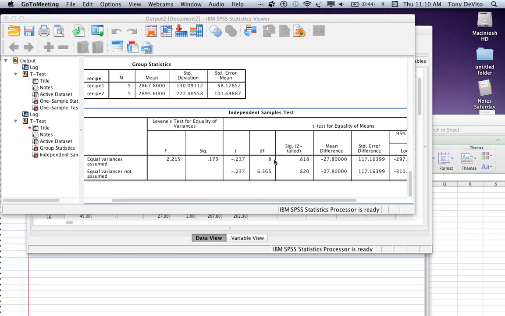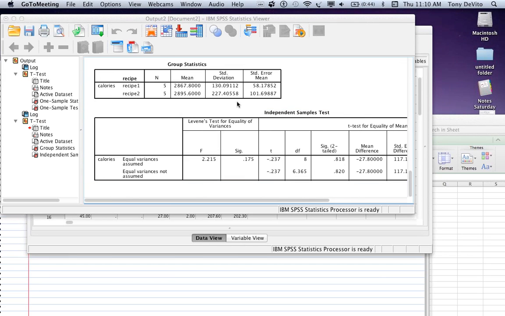Degrees of freedom was 8 because in this particular situation where we're dealing with pooled samples, it's just sample size 1 plus sample size 2, minus 1 for sample 1, minus 1 for sample 2. So it's 10 minus 2. Degrees of freedom is 8. When you do equal variances not assumed, it's a relatively complicated formula that you have to complete in order to determine the degrees of freedom. So it comes out to be kind of an odd, very strange number.